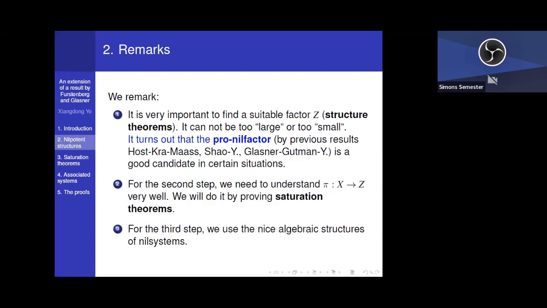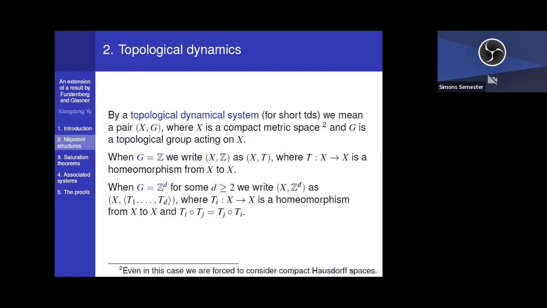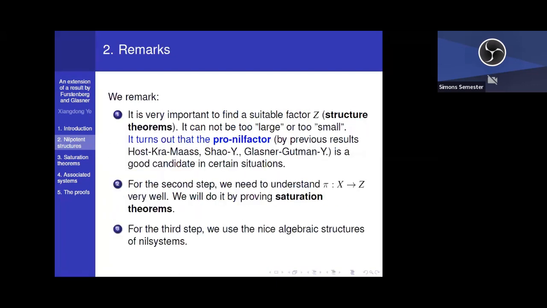The existence has been proved by Host, Kra, Maass and Ye, and Glasner, Ye. The second step, we need to understand this pi from X to Z very well. We will do it by proving saturation theorems for polynomials. For the third step, the Brownian system has a very nice algebraic structure, so you can do some calculation and solve it.